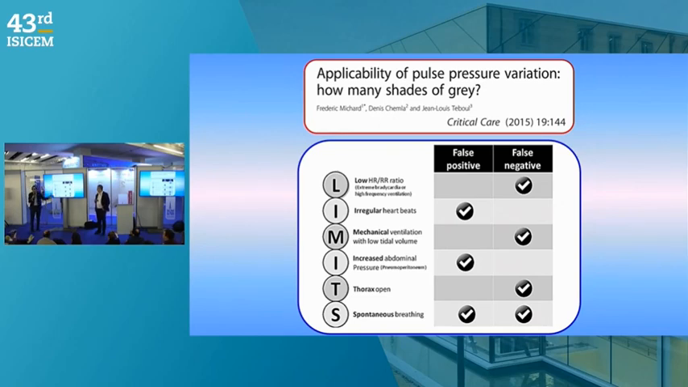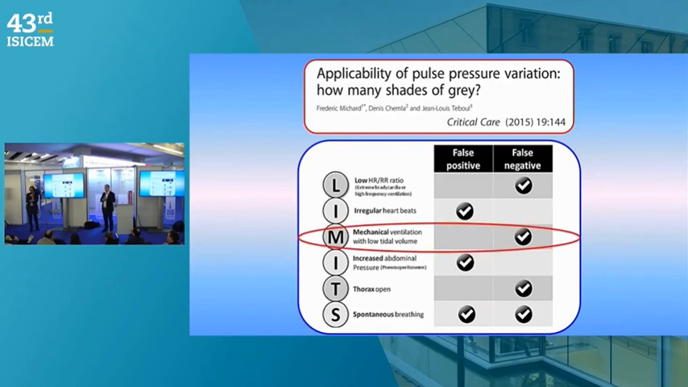But the issue is that we have a lot of limitations of PPV. In particular, in ICU patients, when you ventilate the patient with a low tidal volume, you have some false negative cases. When the patient has some spontaneous breathing activity while mechanically ventilated, it does not work very well, nor with increased abdominal pressure, etc. So we have limitations, and in particular, low tidal volume.